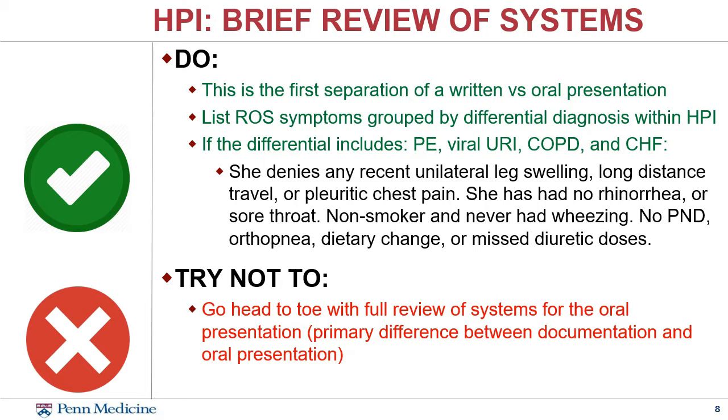So at the end of discussing what symptoms brought the patient to the ED, you can say that she denies any recent unilateral leg swelling, long distance travel, or pleuritic chest pain. She's had no rhinorrhea or sore throat, non-smoker, never had any wheezing, no PND, orthopnea, dietary change, or missed diuretic doses. So right there, I already know what your differential diagnosis is.